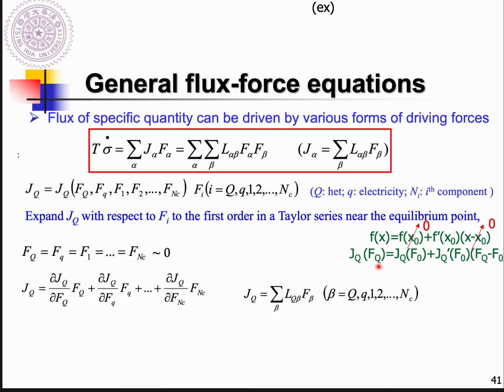The heat flux as a function of F capital Q can be written as this, and as we know, F0 is when the driving force equals zero, so we don't have flux there. Now if we only consider one driving force F capital Q, which is the temperature gradient part, we can write the heat flux J capital Q equals J capital Q prime at F0 times F capital Q. Here J Q prime means the partial of J Q with respect to F capital Q, and we multiply by F capital Q.